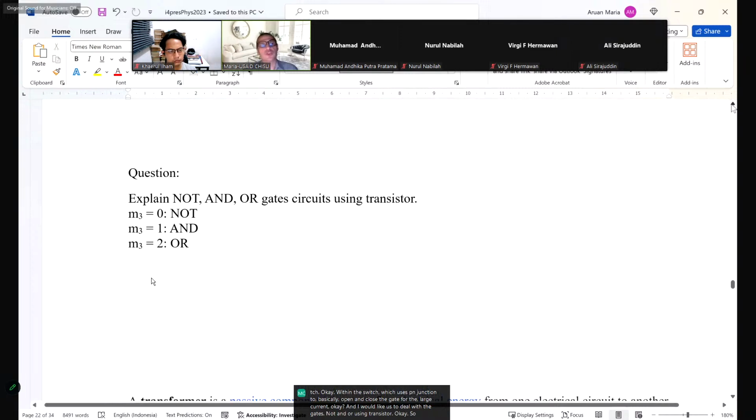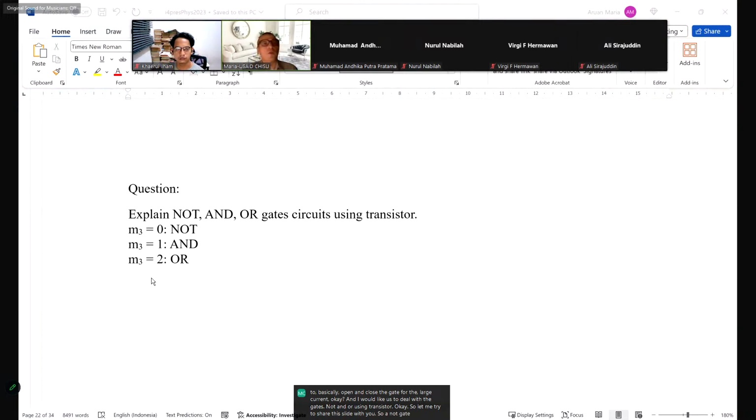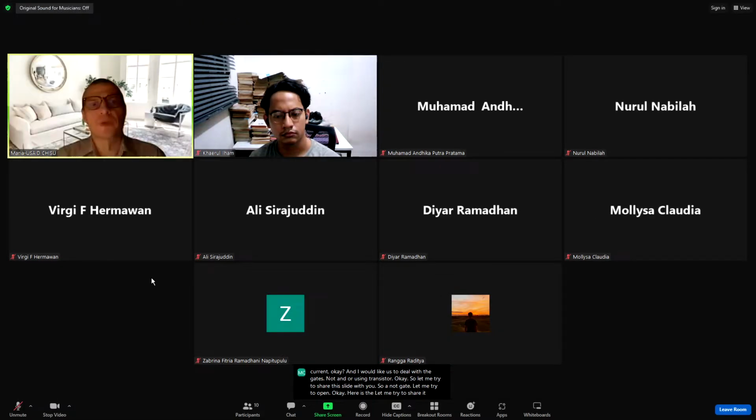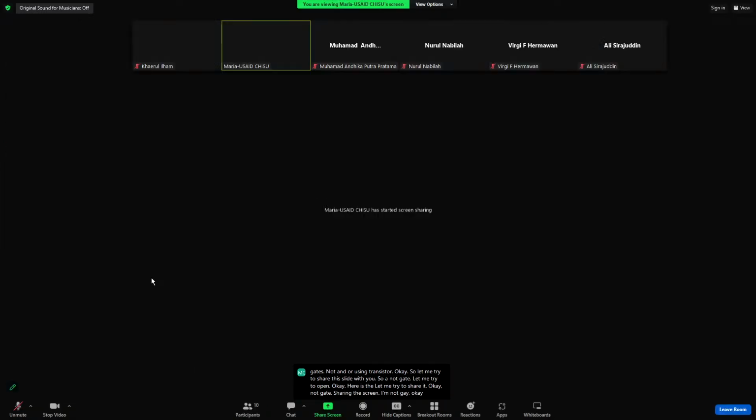So let me try to share this slide with you. So a NOT gate. Let me try to open the NOT gate. Okay, here is the NOT gate. Let me try to share it. Okay, NOT gate. Sharing the screen. NOT gate, okay? Can you see that?